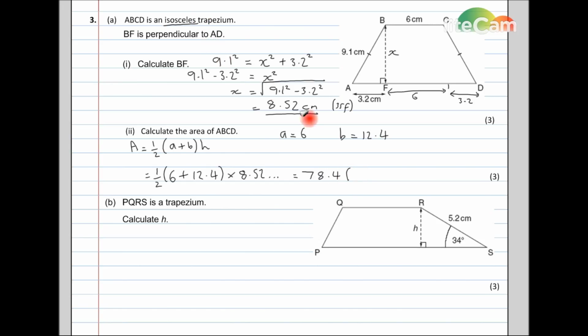Oops, put some units in first. It's in centimetres squared because it's an area. And there we go. Part B says PQRS is a trapezium, calculate H. So we're trying to find this length.